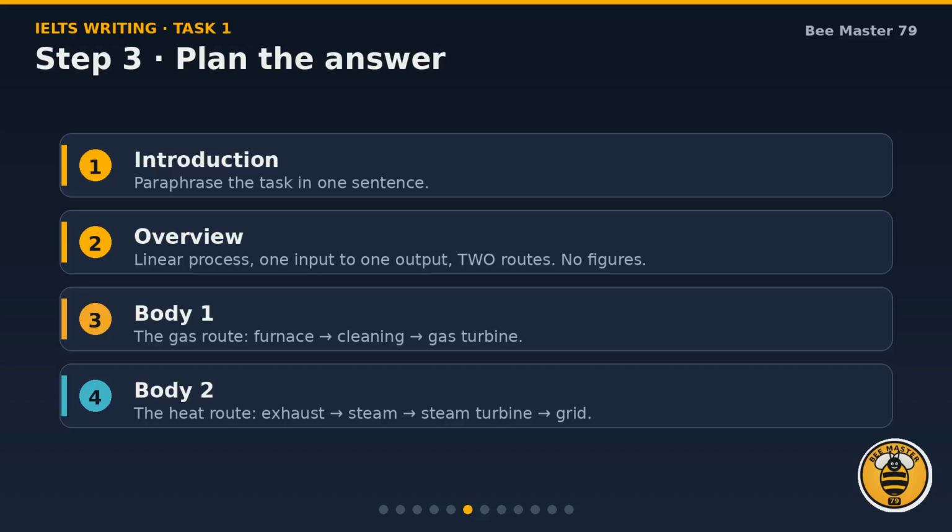So here is the plan. An introduction that paraphrases the task. An overview with no numbers. Body 1 for the gas route and body 2 for the heat route.